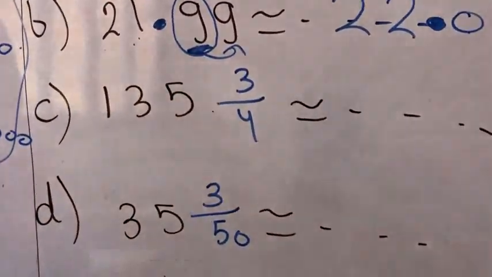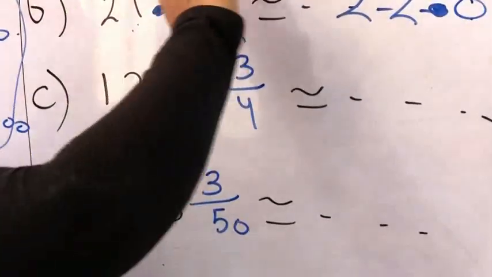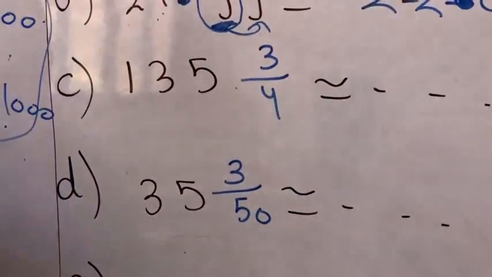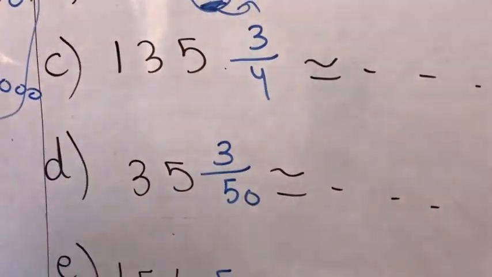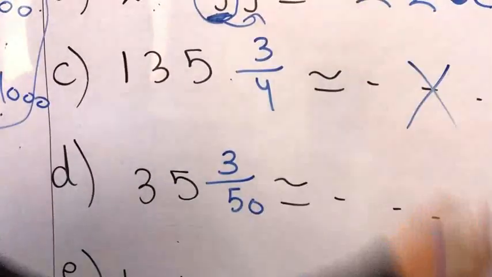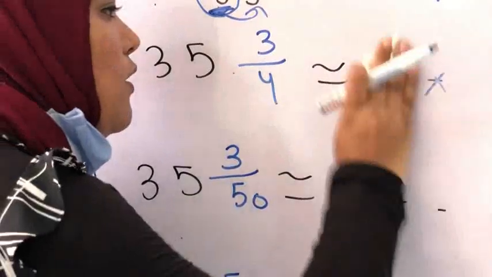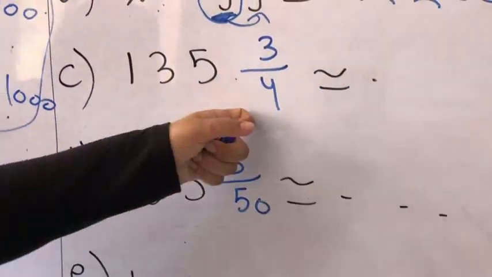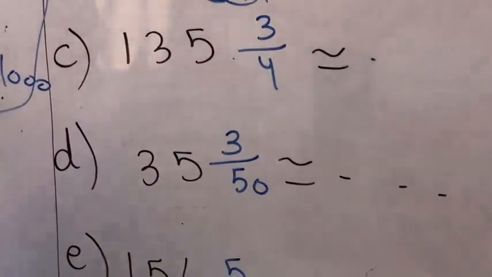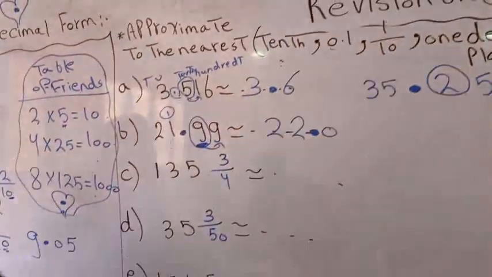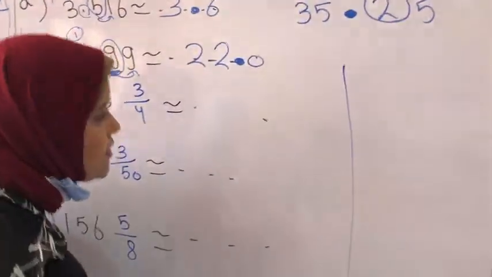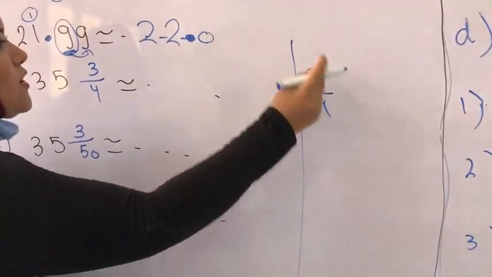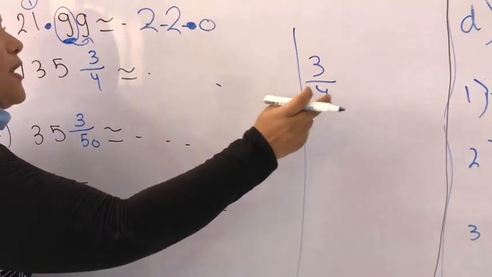135 and 3/4. How can we approximate it to the nearest tenth? I will make a circle around the tenth place. Miss, we haven't the tenth place in here, so we haven't an answer? No, Junior. We can convert it to a decimal to find my tenth place. How can I write this 3/4? In my draft, I will convert 3/4 to a decimal.